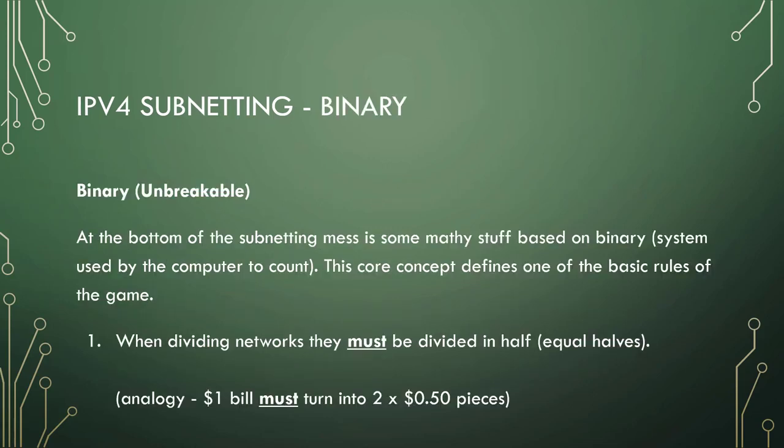The binary rule. This is a pretty much unbreakable rule. At the bottom of this whole subnetting mess is some mathy stuff based on the binary system, which is the system the computer uses to count. It's a core concept that divides it. For us, this will turn into being very specific about how we divide our networks. And that means all networks must be divided in half, equal halves. For our analogy with the dollar, that's going to mean we must turn a dollar bill into two 50-cent pieces. Every time we divide, we're going to divide it into two equal halves.